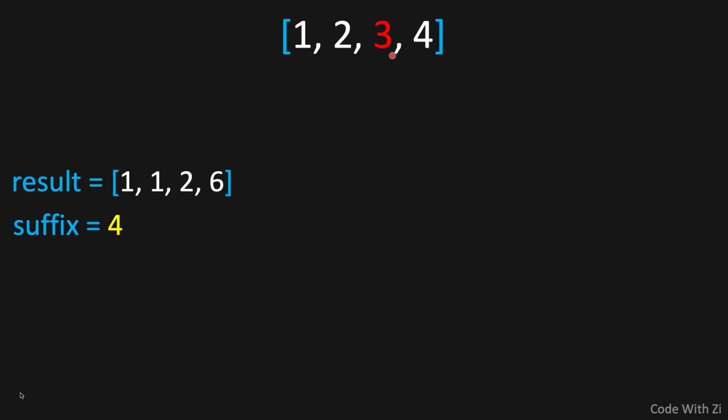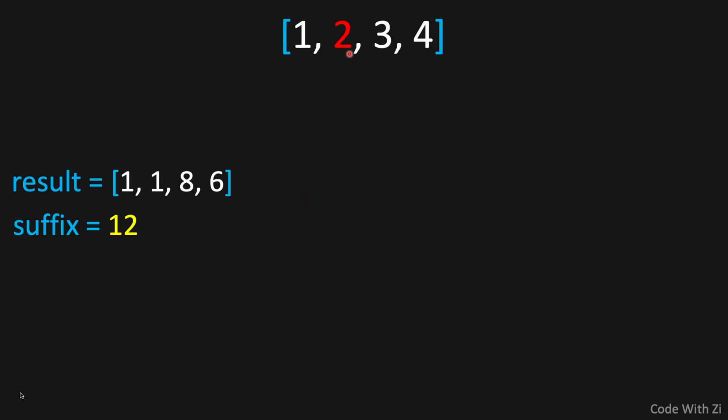In this round, our current number is 3. So this is the position that we need to look at. And then we multiply the number that we have in this position with suffix. That's going to give us 2 multiplied by 4, and that's going to be 8. And then we multiply the current number with suffix. That's going to be 12. And then we keep on going with our loop.